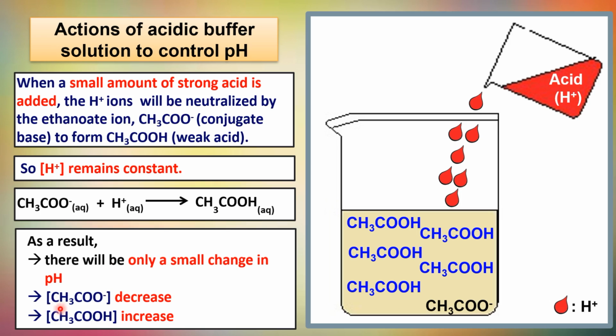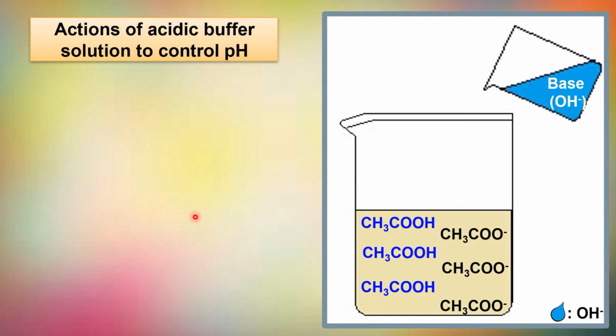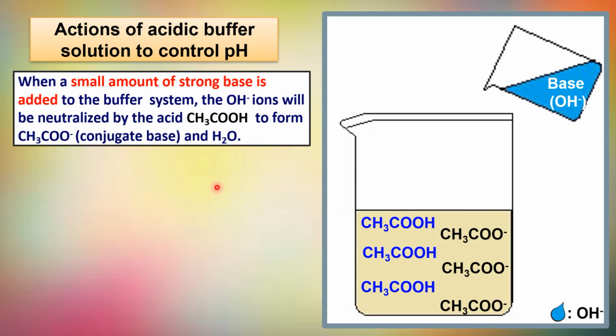However, the concentration of conjugate base here will decrease, as the added H plus reacts with the conjugate base. As for the concentration of weak acid, it will increase, as the product forms when the conjugate base reacts with the added H plus ion. So this is the condition for the addition of strong acid.